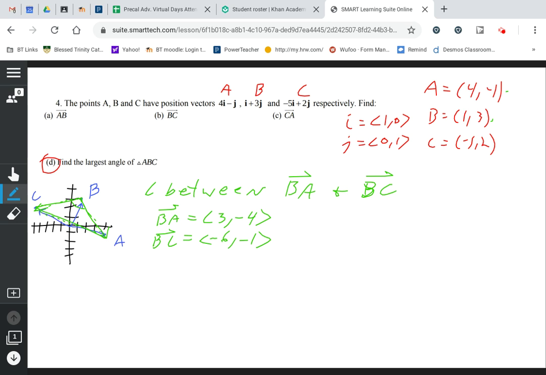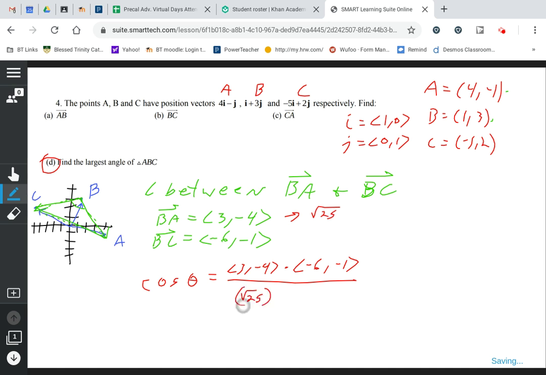And so from there, we can now find this angle. If you remember, we're going to use the law of cosines. So the cosine of theta equals the dot product between my two vectors, (3, -4) dot (-6, -1), over the magnitude of each one. The magnitude of BA is the square root of 3 squared plus (-4) squared, which is the square root of 25, or 5. And then we do the same thing for BC. The magnitude of BC is the square root of (-6) squared plus (-1) squared, which is the square root of 37.